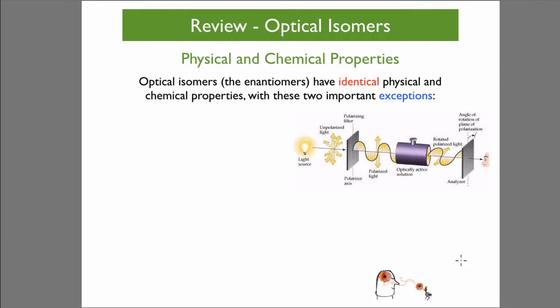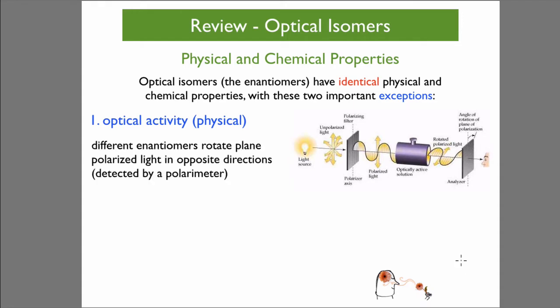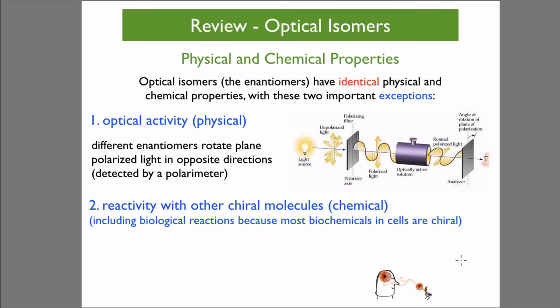Okay, physical and chemical properties. Optical isomers, or the enantiomers, have identical physical and chemical properties with 2 important exceptions. Firstly, they have different optical activity, which is a physical property. Different enantiomers rotate the plane of polarized light in opposite directions, and these can be detected by a polarimeter. Secondly, reactivity with other chiral molecules, a chemical exception, includes biological reactions because most biochemicals in cells are chiral.